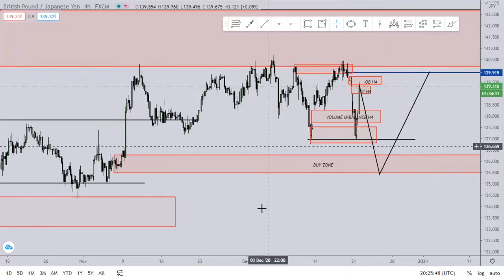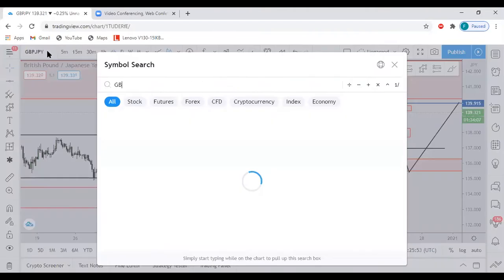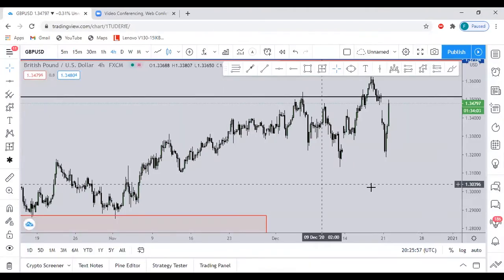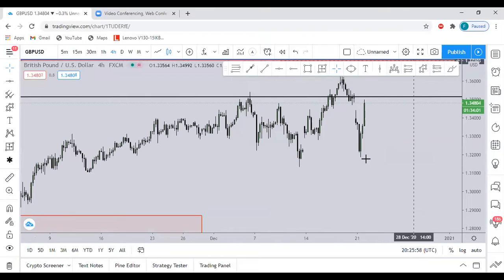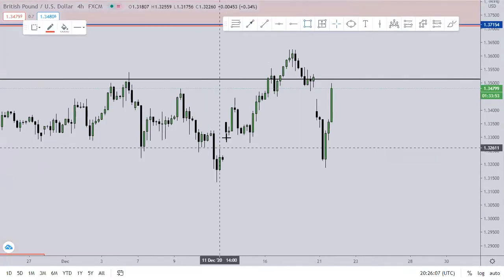So that's another example of a volume imbalance. There was one on GBP USD too. Let's go and look at it. Good. This is GBP USD, 4-hour time frame. Look, you see volume imbalance.